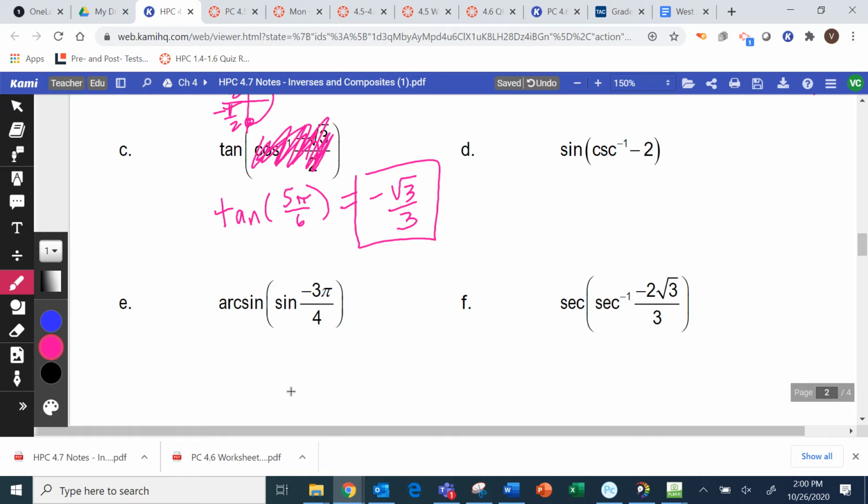Cosecant inverse of -2. So I've got a domain restriction. That's negative. It'll be in that quadrant. What's the answer? Pi over 6. Oh, wait, close. Negative pi over 6. So then we get rid of that inside. That never existed. It was never there. You never saw it. Sine at negative pi over 6.